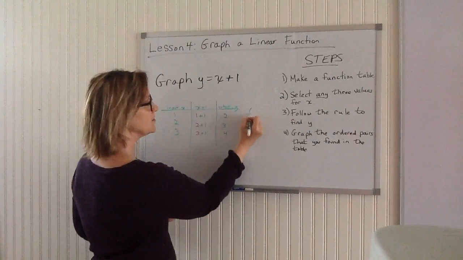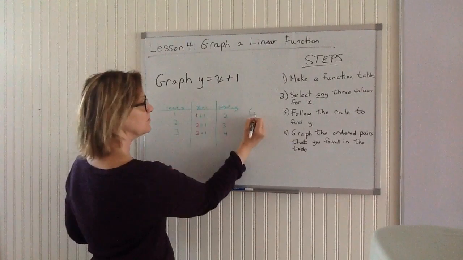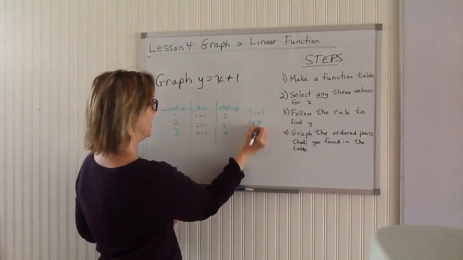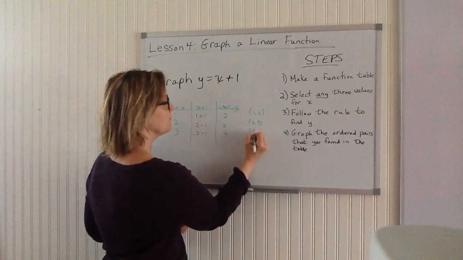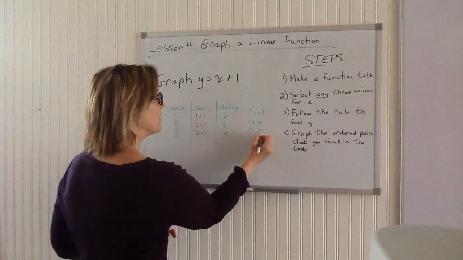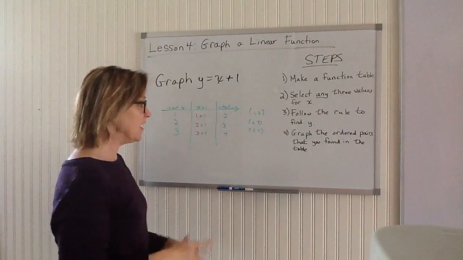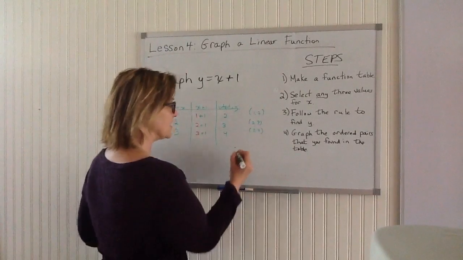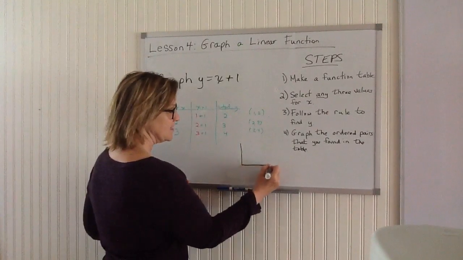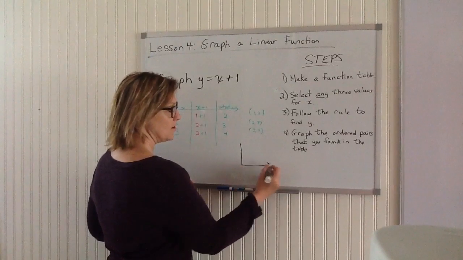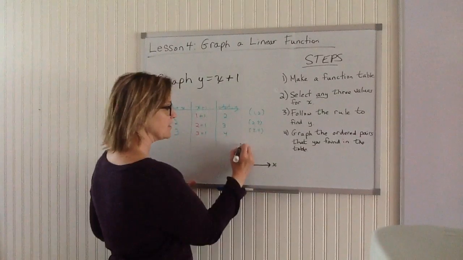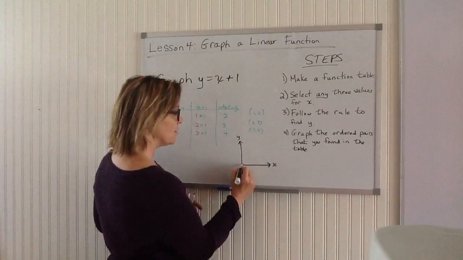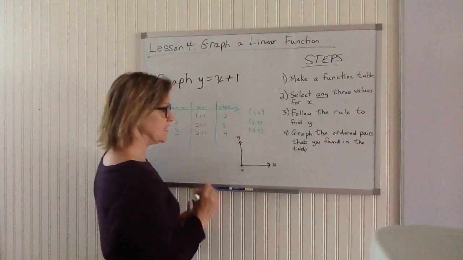So now I'm going to graph (1, 2), (2, 3), and (3, 4). Okay, I have all that I need now to create my graph. And we have to recall how to make a graph. So a graph has an x-axis and a y-axis. The horizontal axis is my x, the vertical is my y. 0 is where the two cross each other.